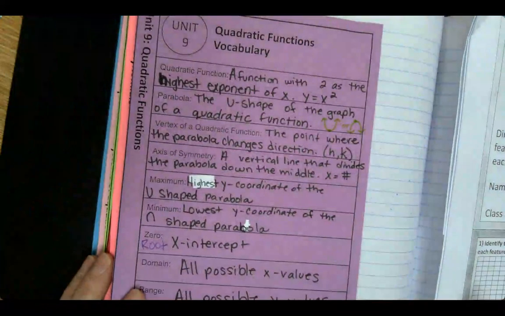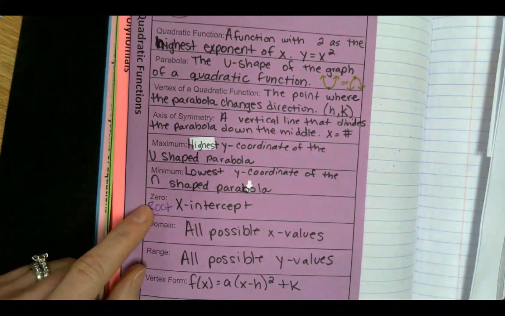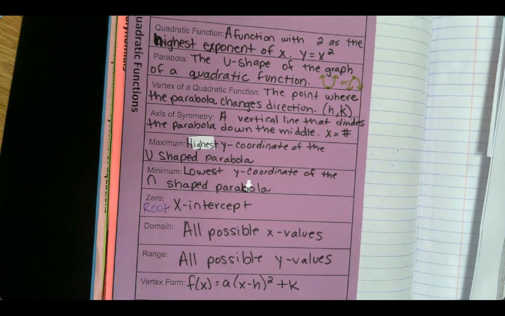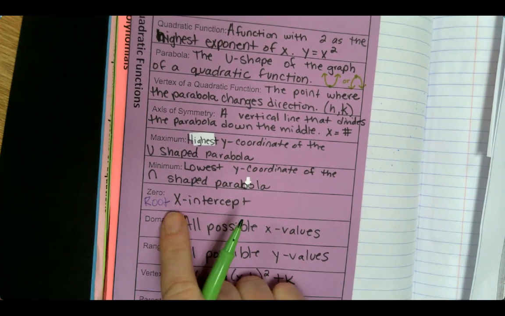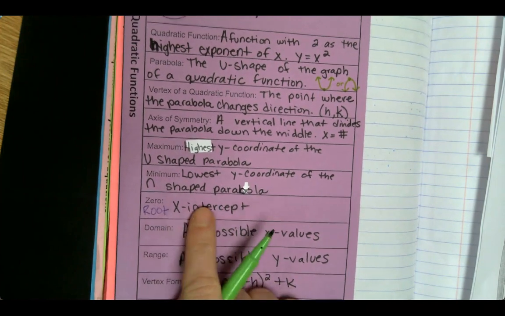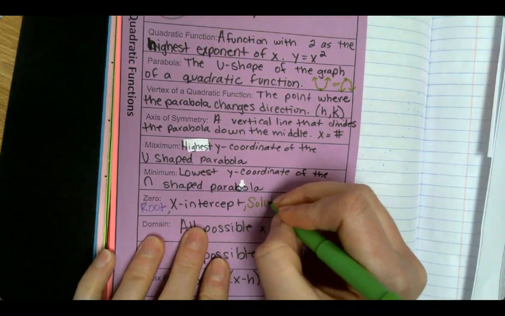Okay, let's look at our vocabulary from yesterday. I want y'all to look at zero. There are other words for zero. So AKA, also known as. So I need you to add this to your journal. Zero is a root, an x-intercept, also a solution.